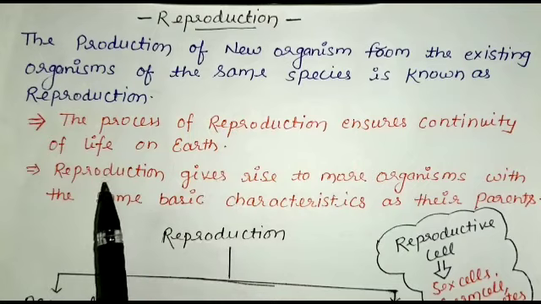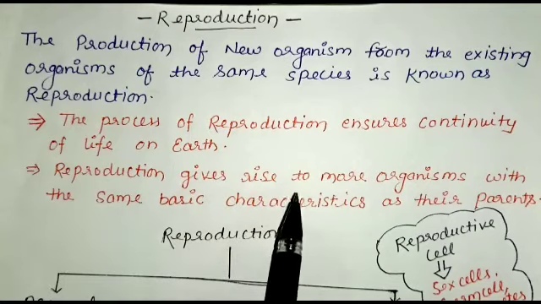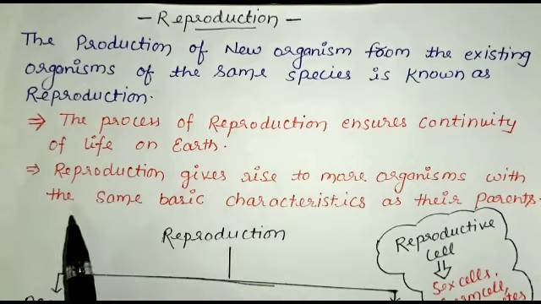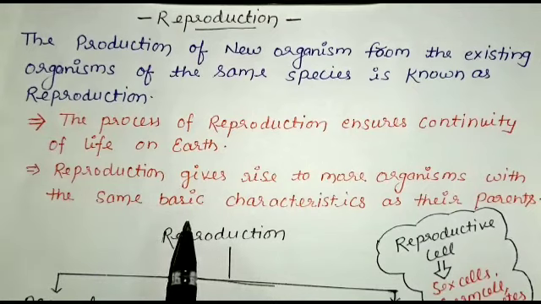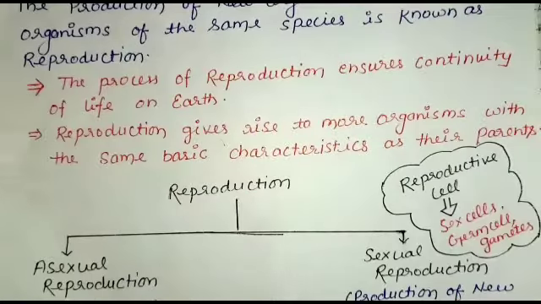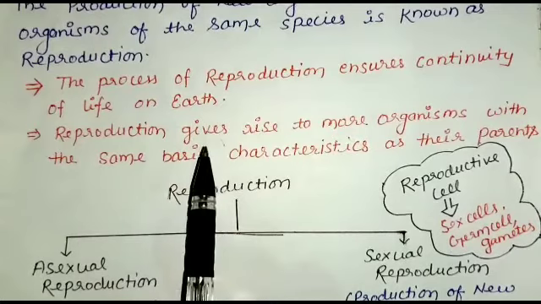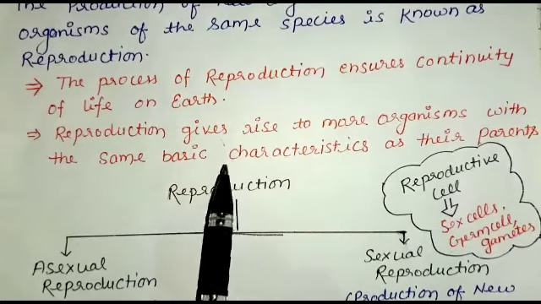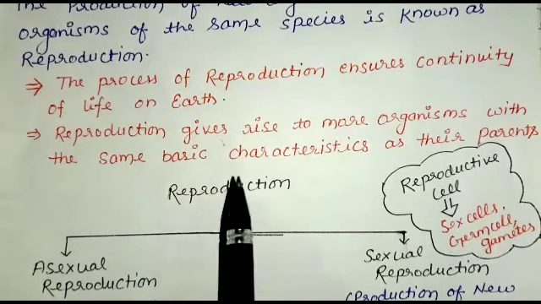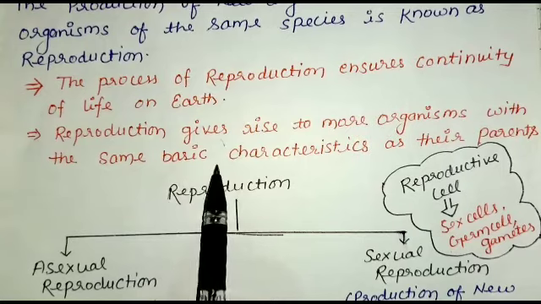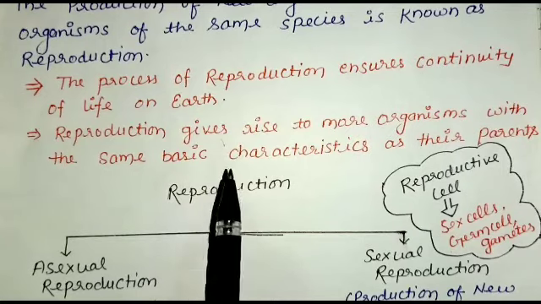The second point: reproduction gives rise to more organisms with the same basic characteristics as their parents. For example, human beings always produce human babies, cats always produce kittens, and sunflower seeds always produce sunflower plants.